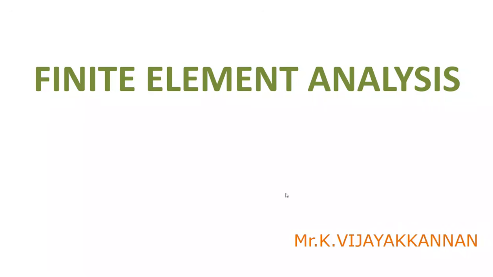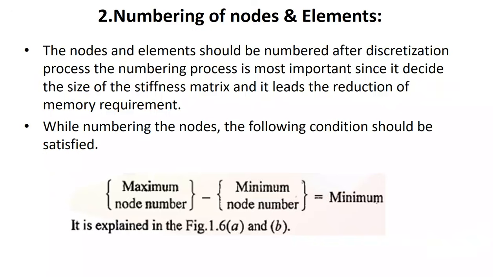Good morning to everyone. In the last video we discussed the discretization process and the factors affecting it. In this video we are going to discuss the numbering of nodes and elements. After the discretization process, we want to go for a numbering of nodes and elements.